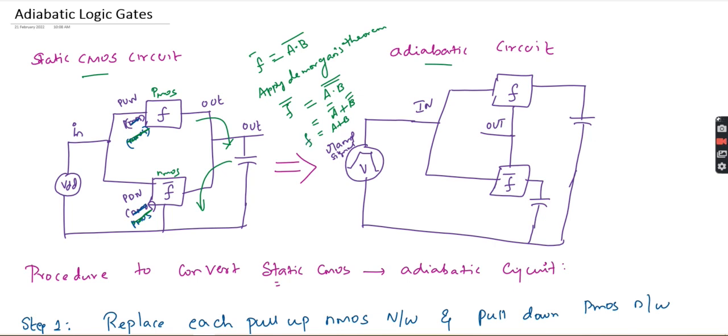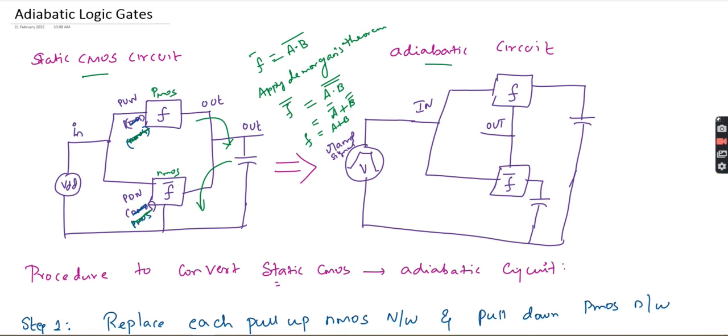So the input for the transistors of the pull-up network will be A, B. For NMOS, the input will be A bar, B bar. In this way, we can give the inputs. That is what we have seen in the previous class also.